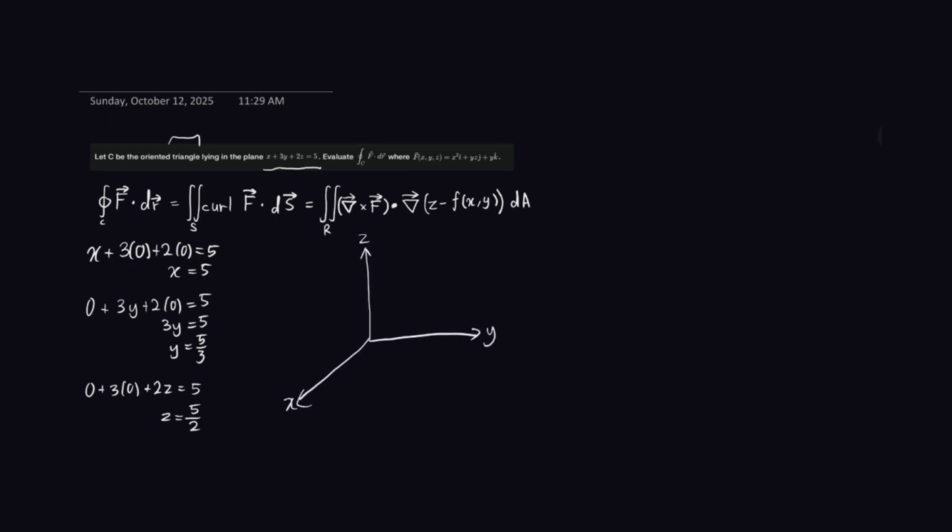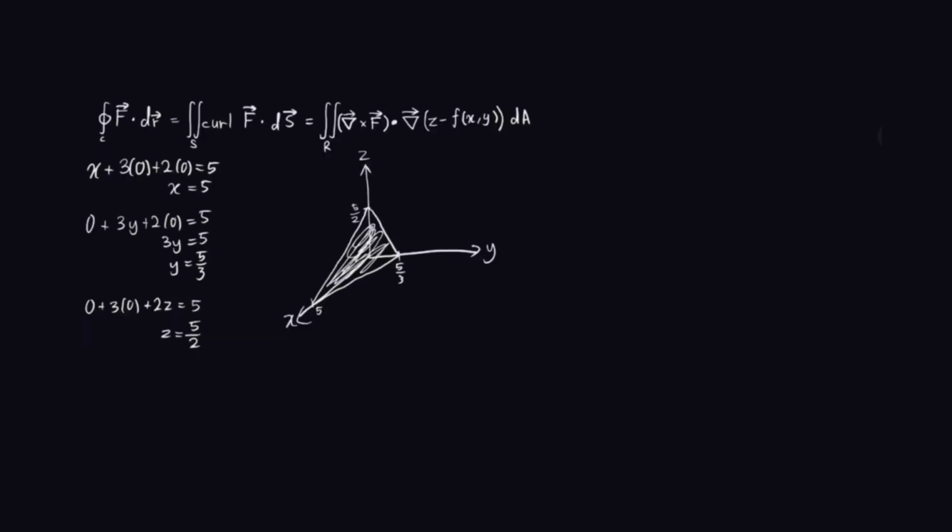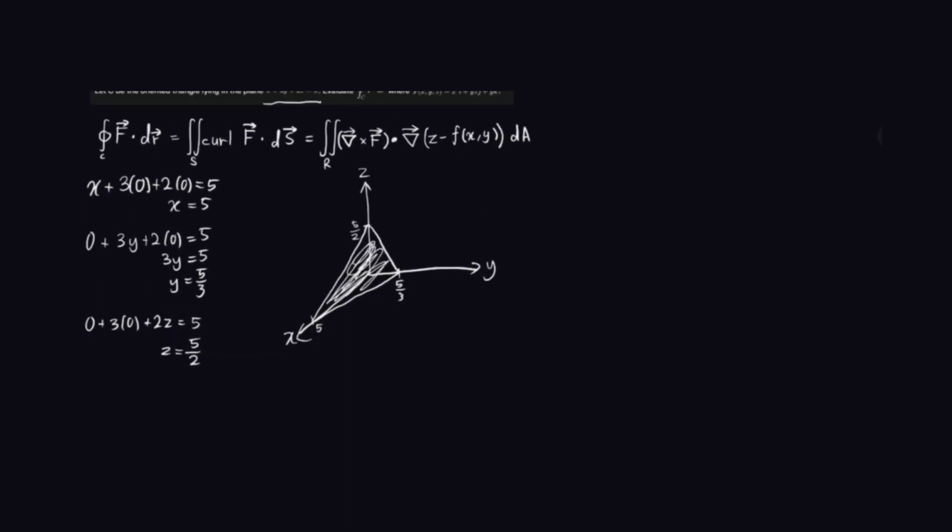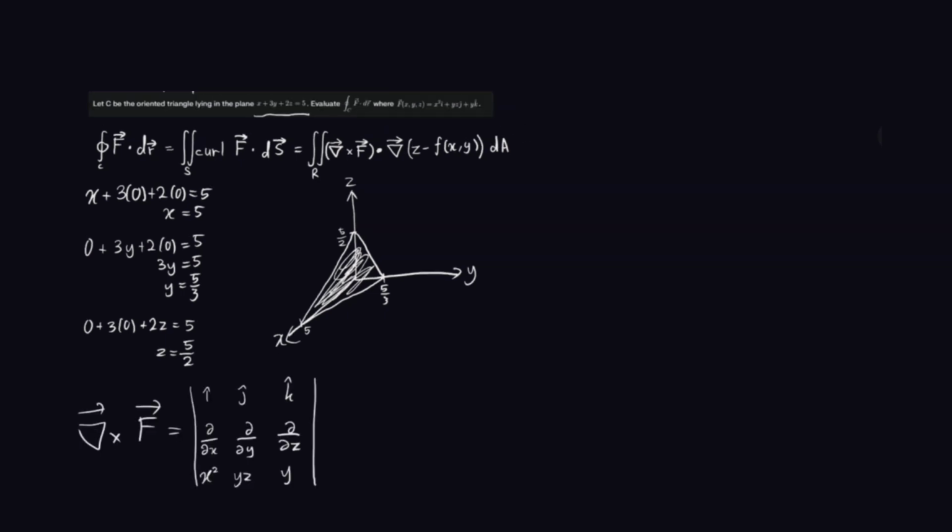The next thing that we want to do is plot the triangle in the xyz graph. So here's the graph, and then just draw the triangle, as you can see in the graph. The next thing that we want to do is find these things. So the next thing you want to do is find the cross product between these two. So we're going to do it.